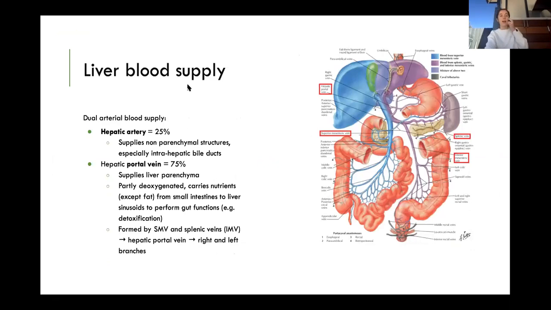So the blood supply, it's mostly supplied by the hepatic portal vein. So that's all your SMA, SMV, and splenic vein joining together and draining into the liver. And this is partly deoxygenated because it's a vein, but it still has lots of nutrients from the small intestine. And then it goes to the liver sinusoids, for the liver to detoxify it. So yeah, the hepatic portal vein is formed by the SMV and the splenic vein.